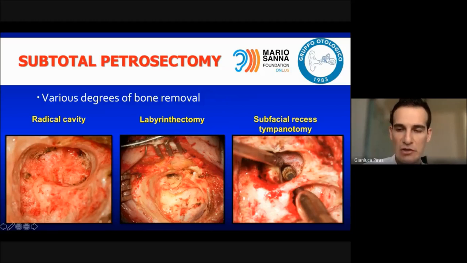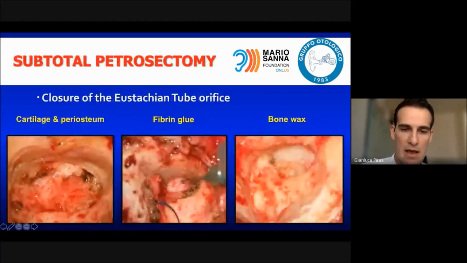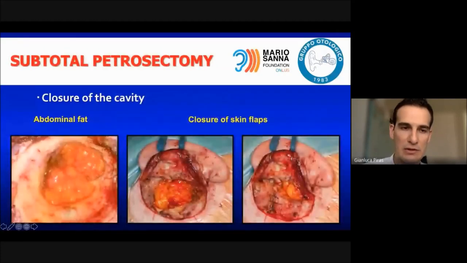Eventually, as I've shown you in the section, you can do a superficial recessed tympanotomy, for controlling the jugular bulb and to check where the carotid is. And at the end, you close the eustachian tube with cartilage and periosteum, eventually fibrin glue if you have CSF, and bone wax. And at the end, you put the abdominal fat.